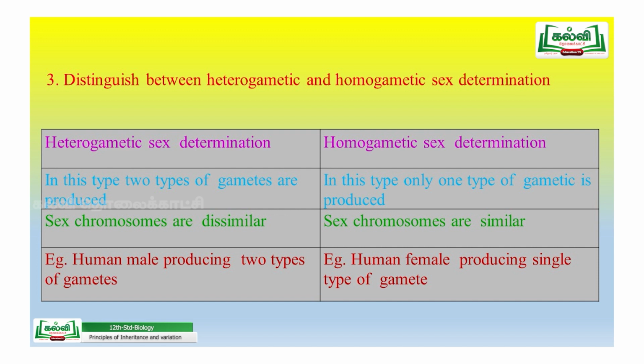So, homo means similar or single type, hetero means different. If you know the prefix and suffix, you can write without even studying. The sex chromosomes are dissimilar here, so you will be having XX and XY chromosomes, and in the other, the sex chromosomes are similar, that is XX chromosomes. Usually the males are heterogametic, whereas females are homogametic.